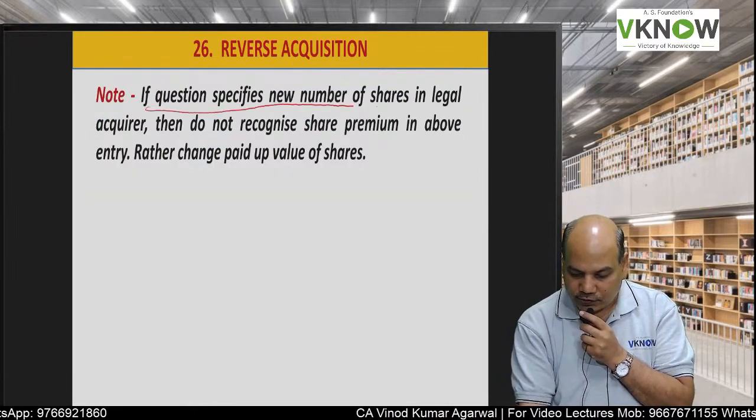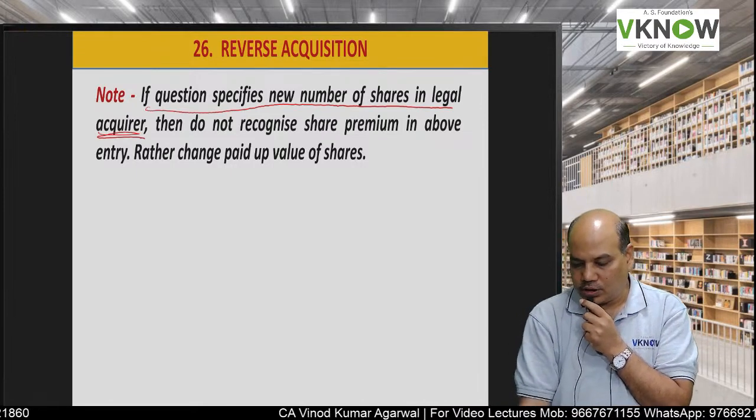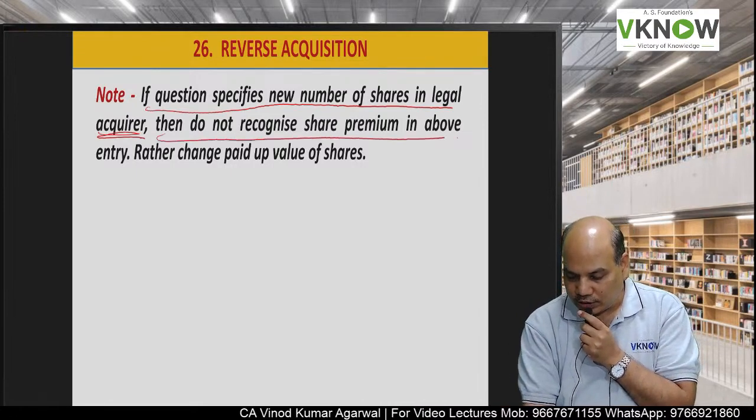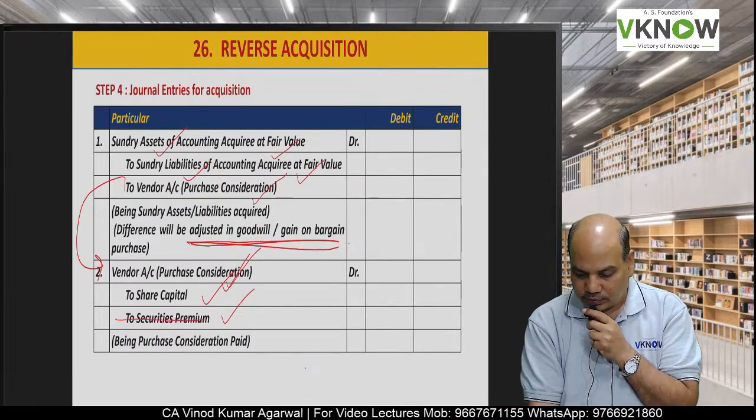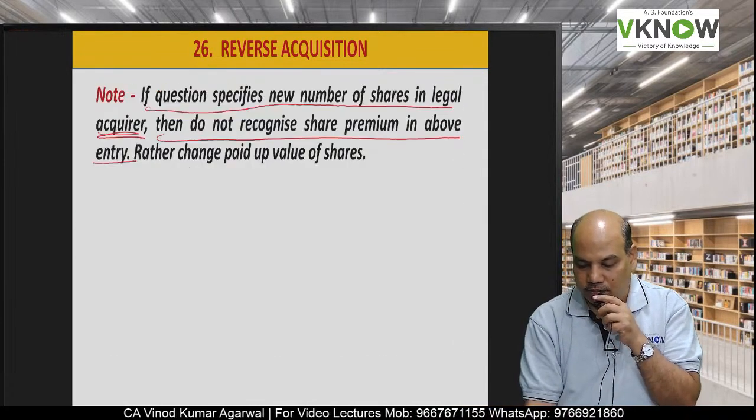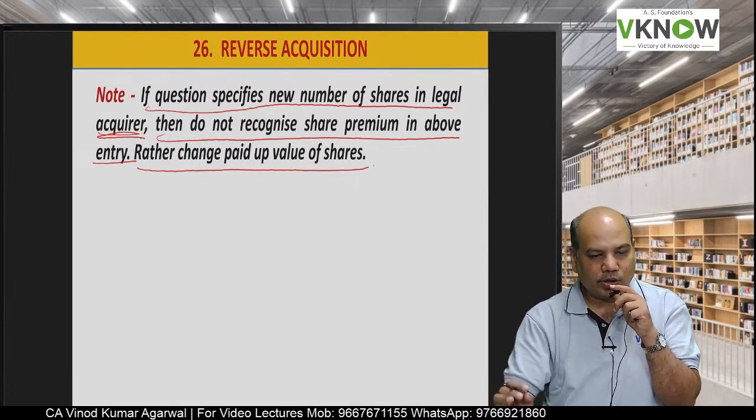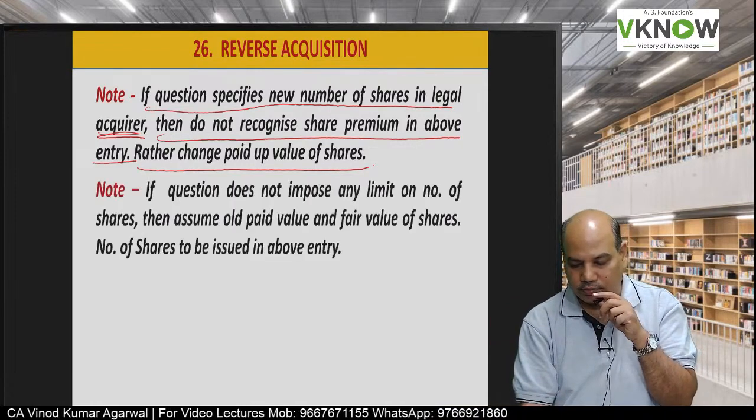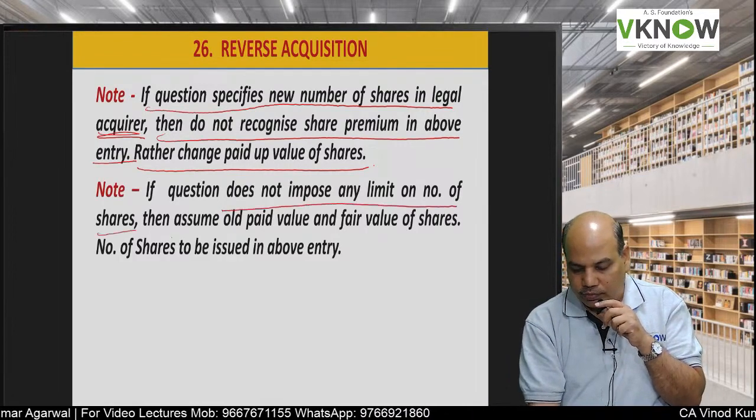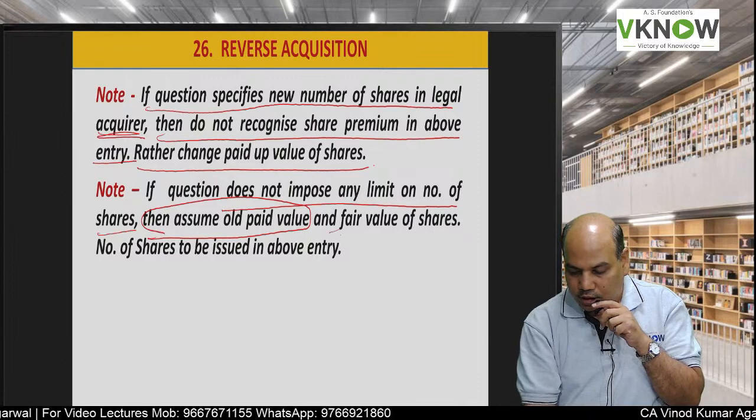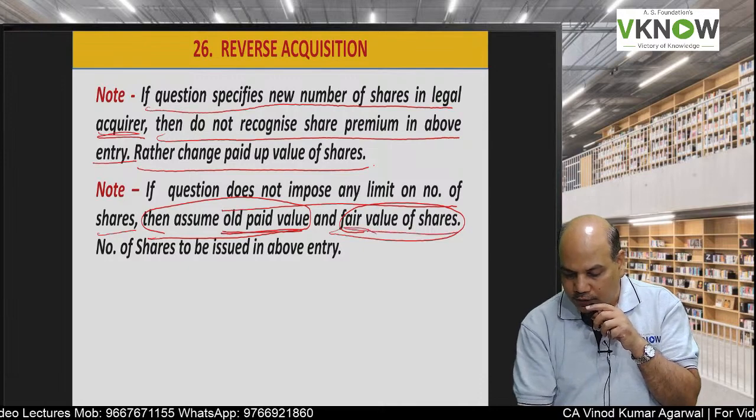If the question gives you new number of shares in legal acquirer, then do not recognize share premium in this entry. If the number of shares of legal acquirer are given, rather you make a change in the paid up value of the share. So paid up value per share will be total share capital divided by total number of share. If the question does not give you any limit on the number of share, then assume old paid value and fair value of share.